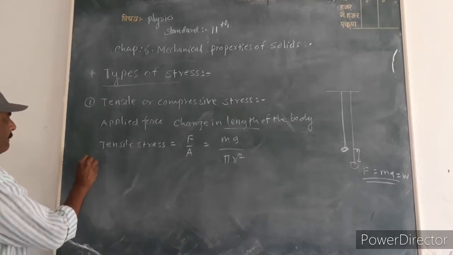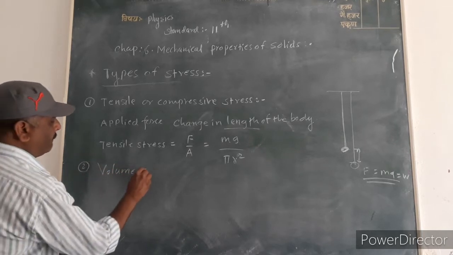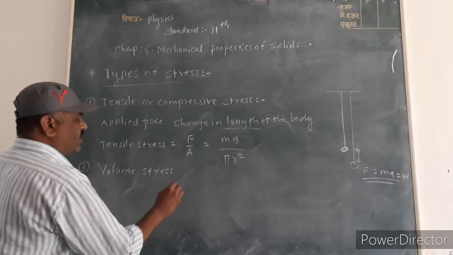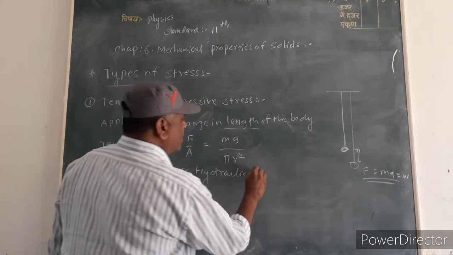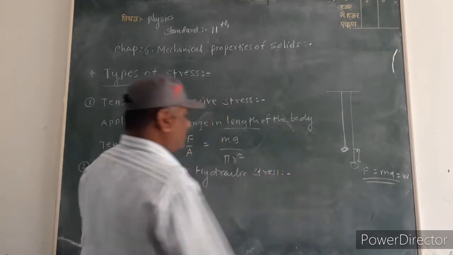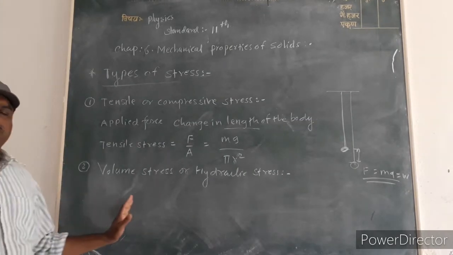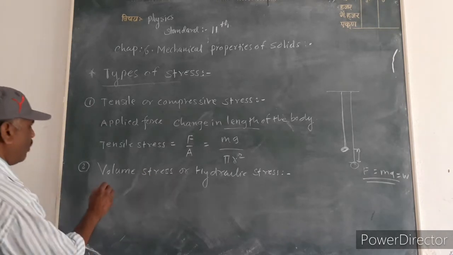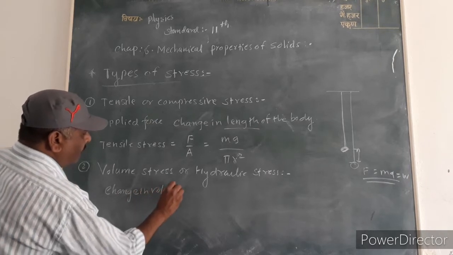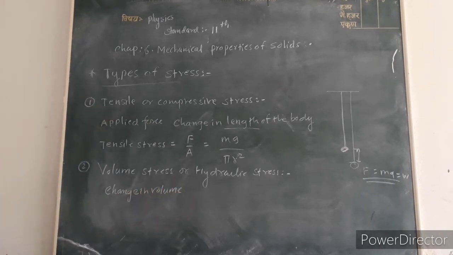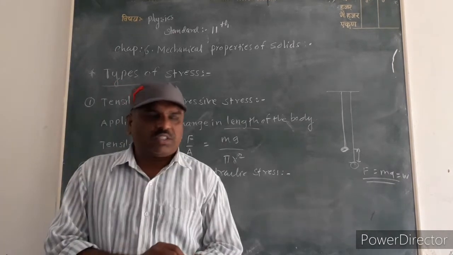Second type of stress is volume stress, or it is called hydraulic stress. Due to applied force, there is a change in volume of the given body. Such stress is called volume stress or hydraulic stress.